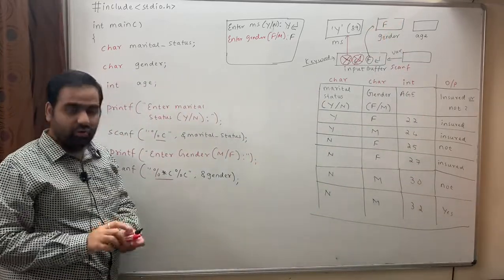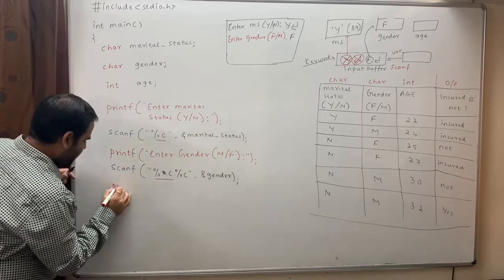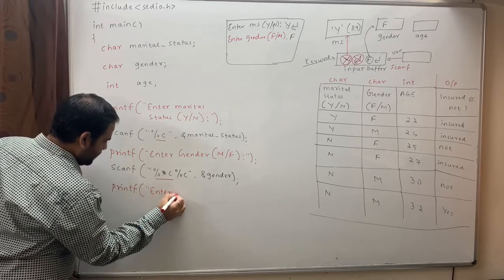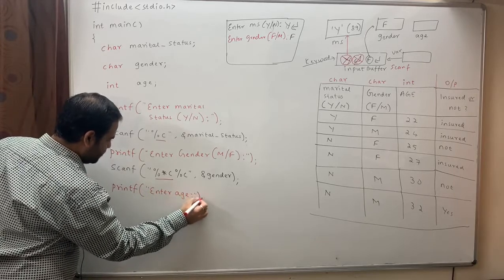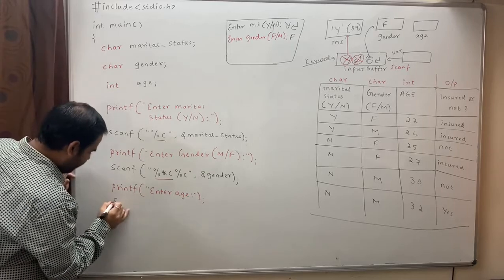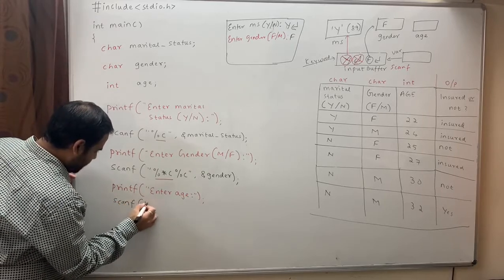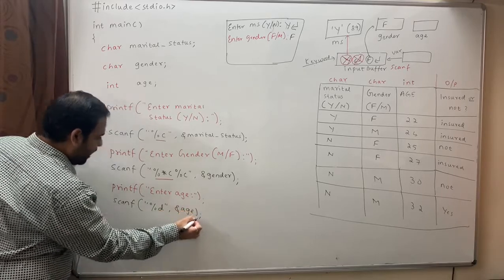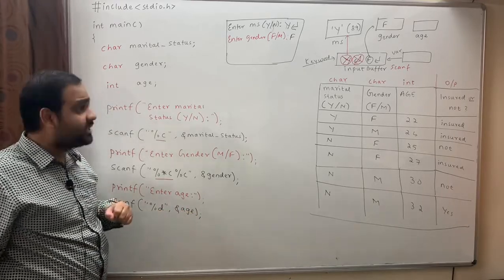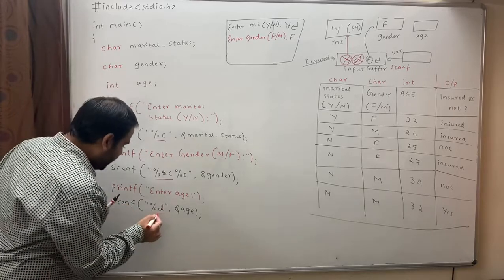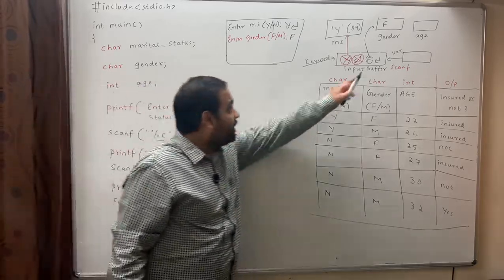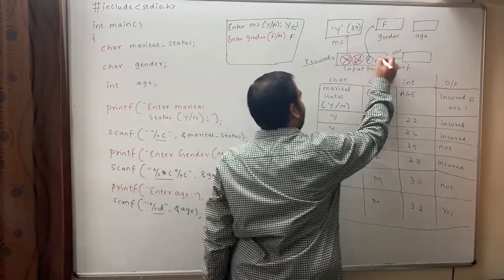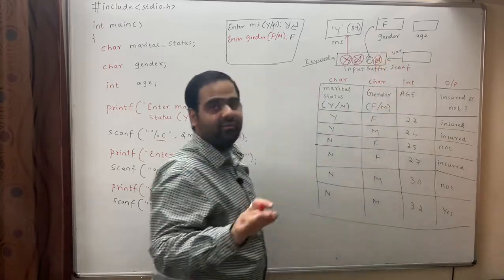Next you want to read the age. How do we read the age? We say printf enter age, and scanf %d ampersand age. Now the question comes, why did you not say %c? What we want to read is an integer. Is the newline an integer? No, it's not an integer. Therefore the input buffer removes it automatically and waits for an integer.